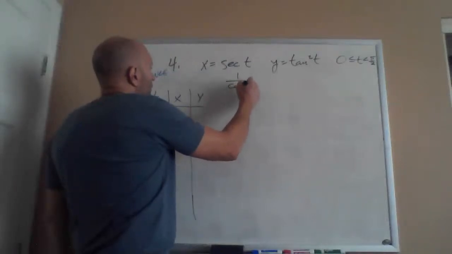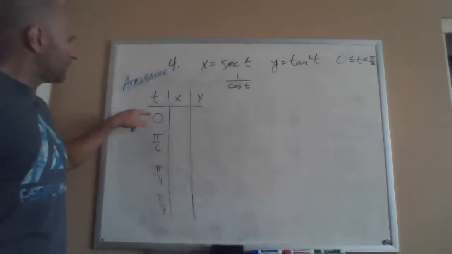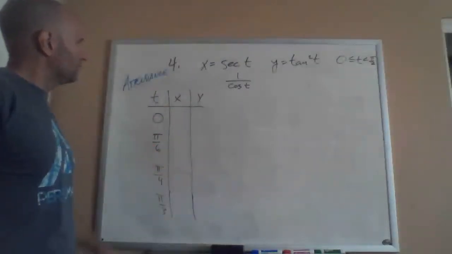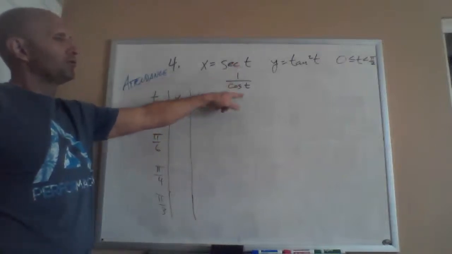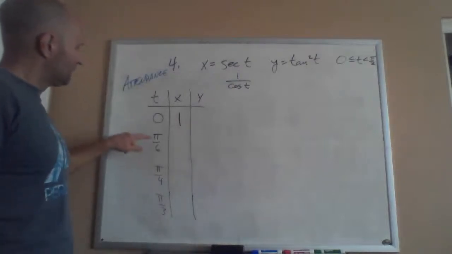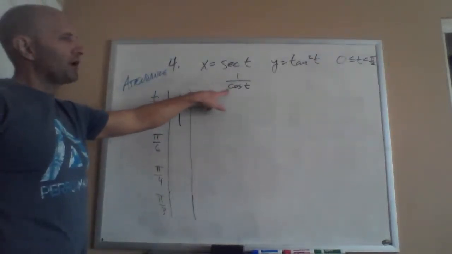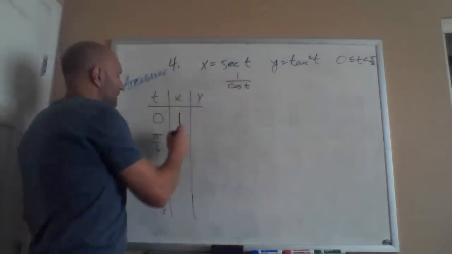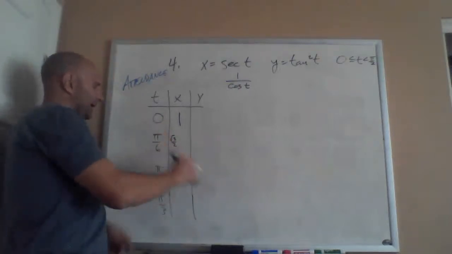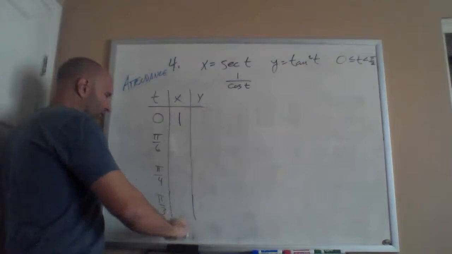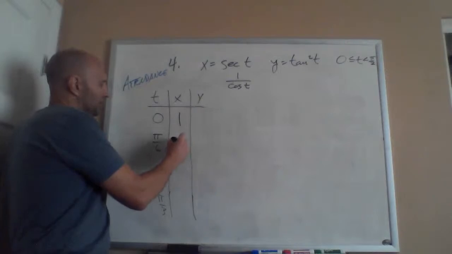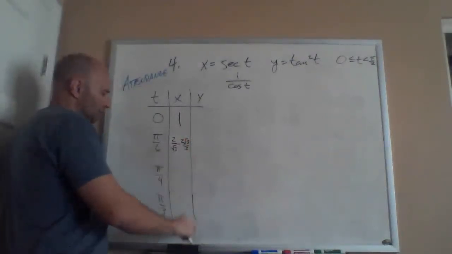So x is secant of t. Secant, remember, is 1 over cosine. So if I figure out cosine of my values for t and just flip it, that will give me the values here. So cosine of 0 is 1. 1 over 1 is 1. Pi over 6. Cosine of pi over 6 is root 3 over 2. So flip that, it becomes 2 over square root of 3, which if I rationalize it becomes 2 root 3 over 3.